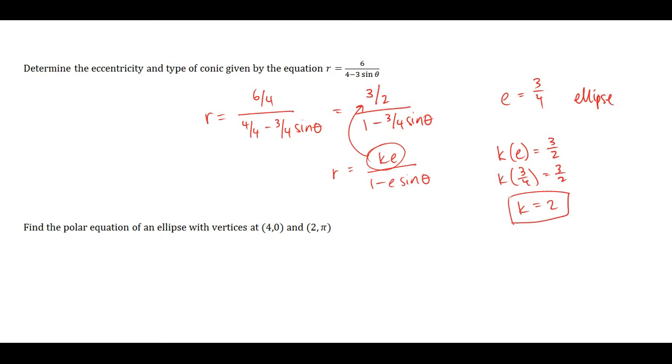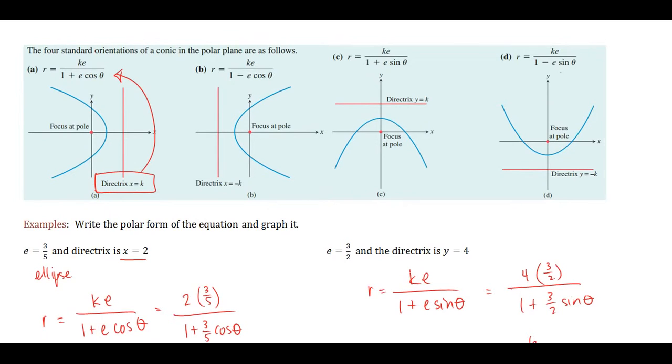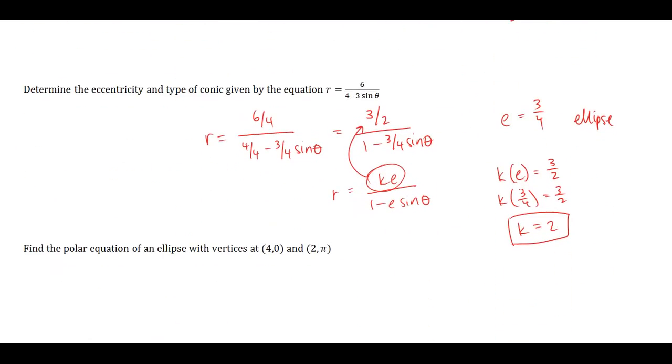And now I know the directrix. So I can go back up. This is a 1 minus e sine theta. So 1 minus e, there it's sitting right there. So I know the directrix is y equals negative something. So now I will scroll back down and tell you what it is. It is y equals negative 2.